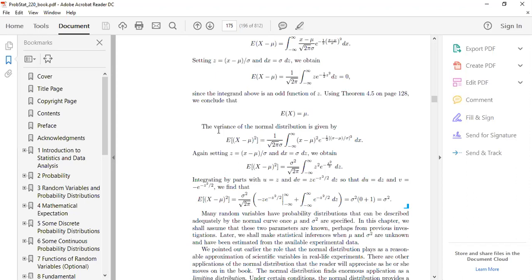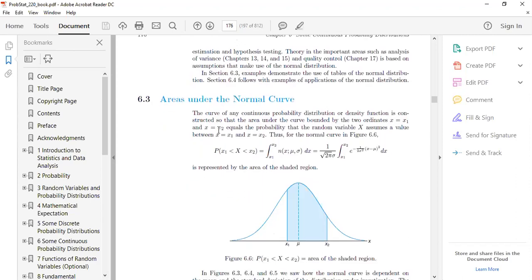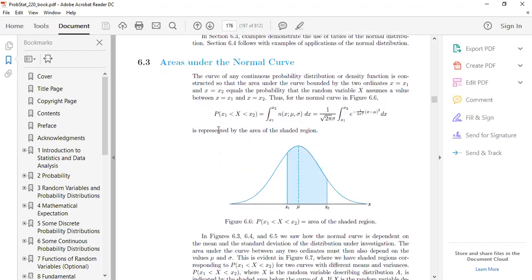So I would like to go for now to my next part. My next part is article 6.3, area under the normal curve. I don't want to continue much. Once we are done with article 6.3, and with some examples, then we will probably stop, and the next time we may continue the rest of this one. Let's see.